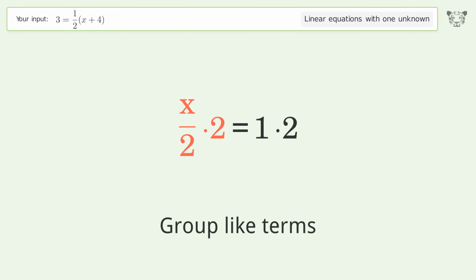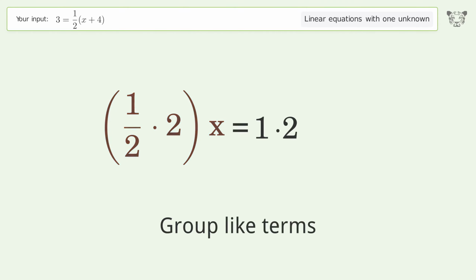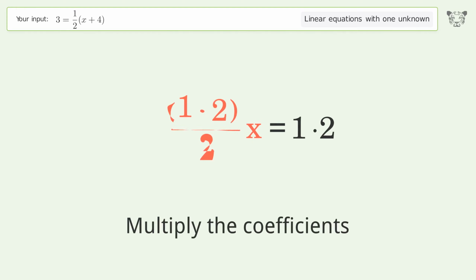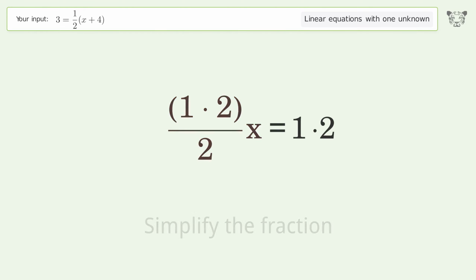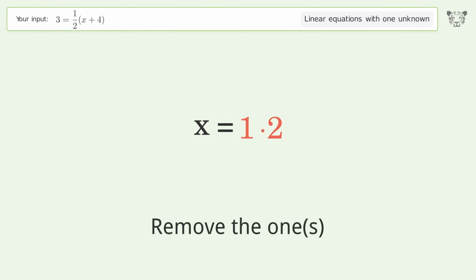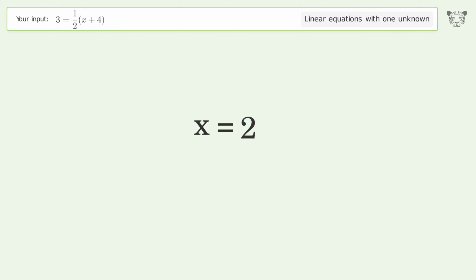Group like terms. Multiply the coefficients. Simplify the fraction. Remove the ones. And so the final result is x equals 2.